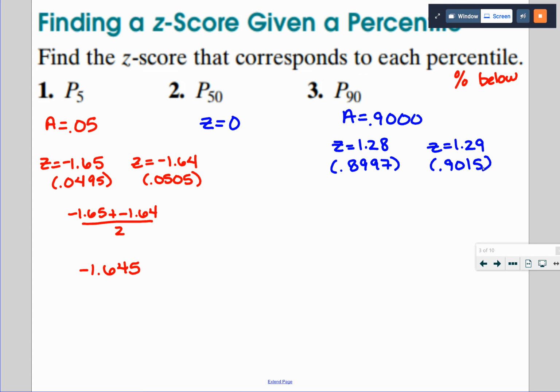So I'm definitely between those, but 0.9 is not a midpoint of those two numbers. It's closer to one than the other. So we just choose the one that it is closer to, if that's the case. It's closer to 0.8997 than 0.9015. Okay. Any questions on those?